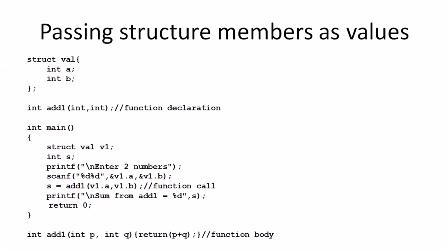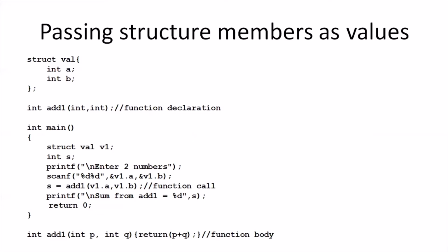In order to understand how we can pass the structure members as values to a function, we create a structure called val by writing struct val, and inside that we have 2 members, int a and int b. Next, we declare a function int add1 which takes in 2 parameters of type integer and returns the sum of the 2 integers passed as parameters back to the main function. In the main function, we declare a variable of type struct val called v1 and also a variable of type integer called s. Next, we take 2 numbers as input from the user which are stored in the members a and b of the variable v1.